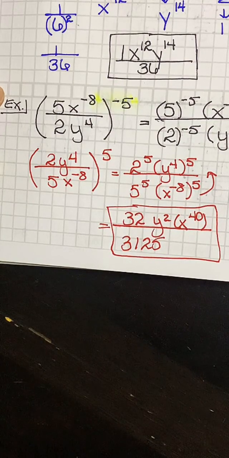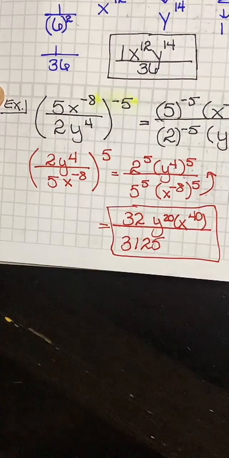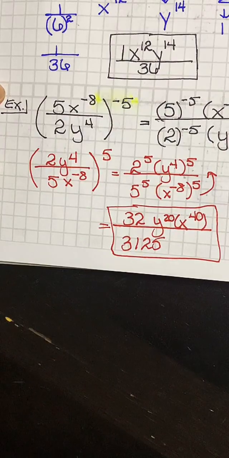Oh, thank you. Supposed to be a 0 there. Yeah, it's supposed to be the 20th. Okay. Yeah, it's supposed to be y to the 20th. I'm sorry.